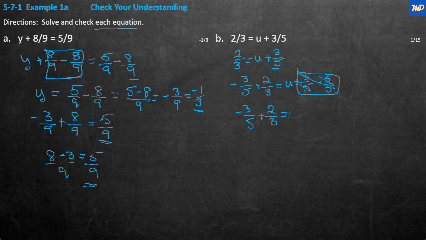is equal to u. So now what we have to do is we're going to have to come up with a common denominator, right? In order to do that, the simplest thing we've learned to do is multiply them.